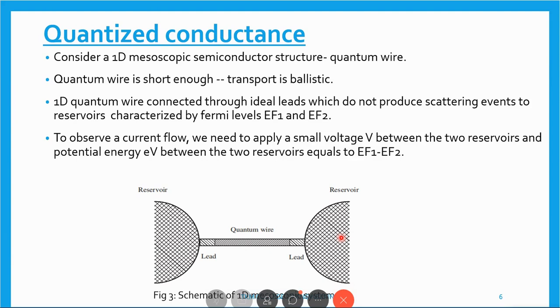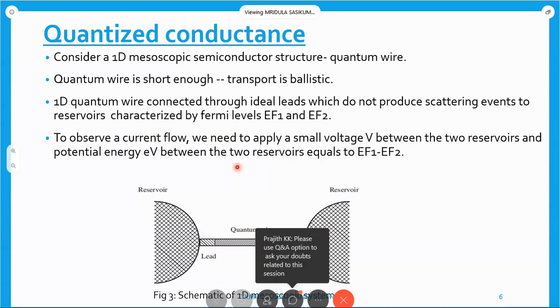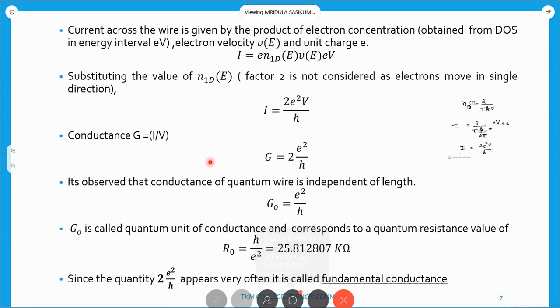Now, observe a current flow. We should apply a small voltage V between the two reservoirs so that the potential energy between the two reservoirs will be eV, which is the same as EF1 minus EF2. Right, the difference between the Fermi levels is the same as the potential energy. Now, in order to come to the formula for a current, the current across the wire will be given by the product of electron concentration multiplied by electron velocity multiplied by unit charge.